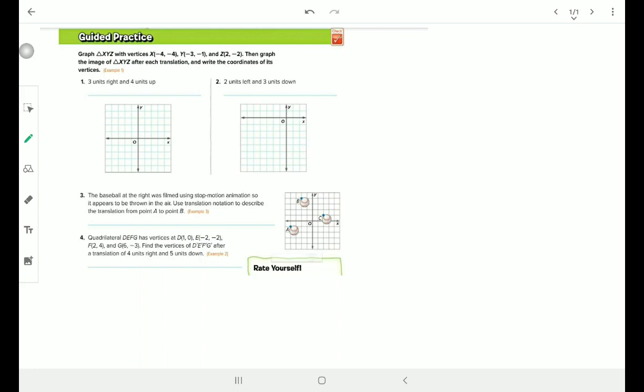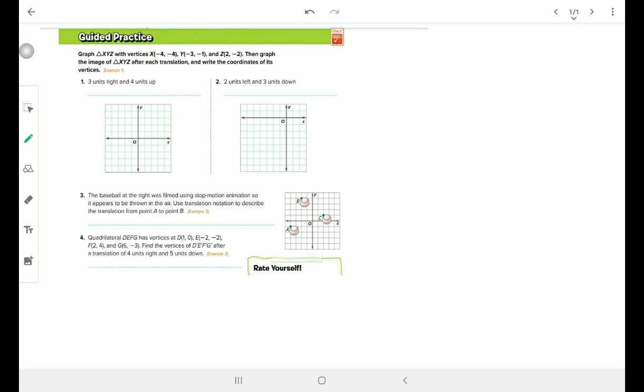So I'm going to do a couple examples with you to help you out with these assignments. So we're going to look at number 1. It says graph triangle XYZ. That's what that little shape there means. It just means triangle XYZ with vertices X at -4, -3, Y at -1, and Z at 2, -2.